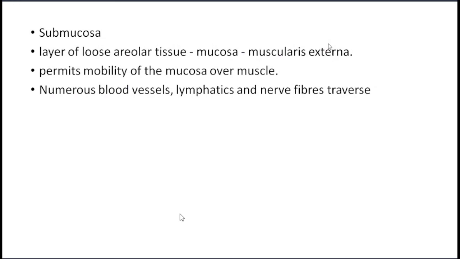तो first layer हो गया mucosa. Mucosa के तीन part हो गए, lining epithelium, lamina propria and muscularis mucosa. Now the second layer is the submucosa. So submucosa again is a layer of loose connective tissue. This connects the mucosa to the muscularis externa.